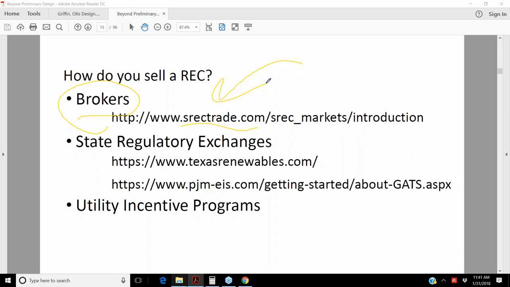Well, you don't necessarily have to use the state exchange, but you can. As part of your interconnection agreement, a document that says this solar array is interconnected at this address, in Texas that interconnection agreement registers your solar array with the state of Texas. And if you want to, you can go onto the state of Texas's renewable website and log your production and say, I'm entitled to this many renewable energy credits.